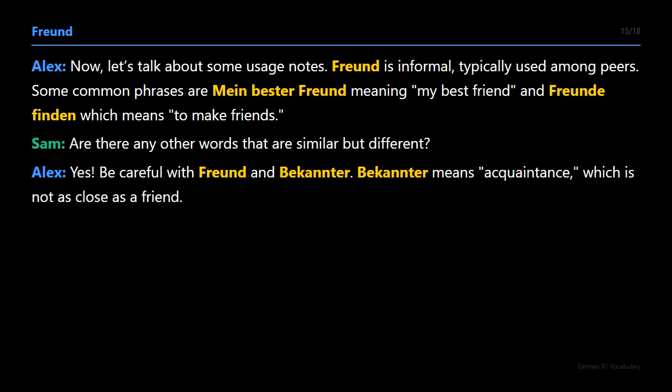Are there any other words that are similar but different? Yes. Be careful with Freund and Bekannter. Bekannter means acquaintance, which is not as close as a friend.